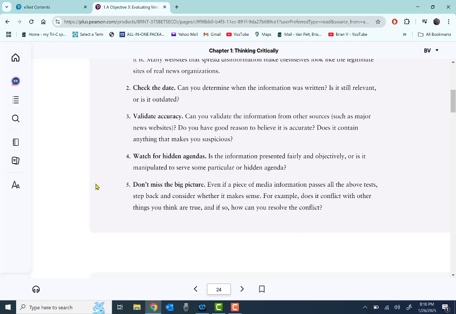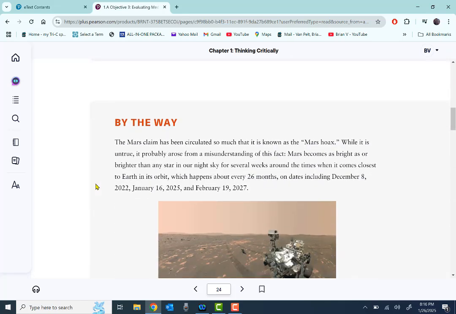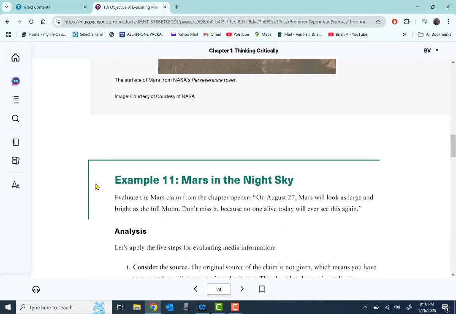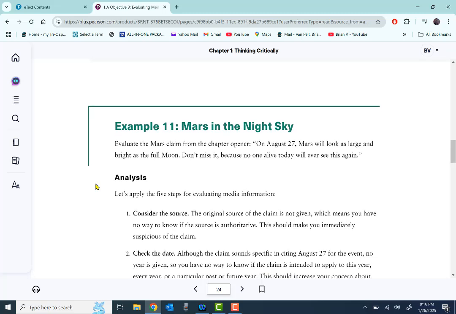Watch for hidden agendas. Always keep in mind when people are trying to sell you something, that when somebody has an agenda, they're trying to convince you something is true, and it's usually something that benefits them. Whether it benefits you, I don't know, but it will benefit them, generally speaking. And finally, don't miss the big picture. So let's scroll down here to an example. I'll get that in a minute, but I wanted to go to this here.